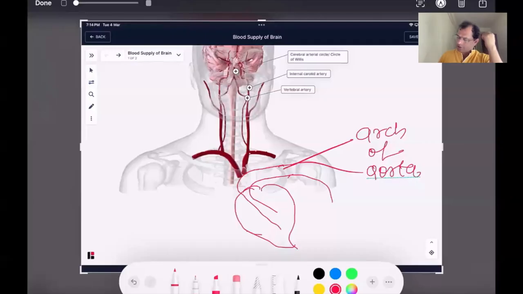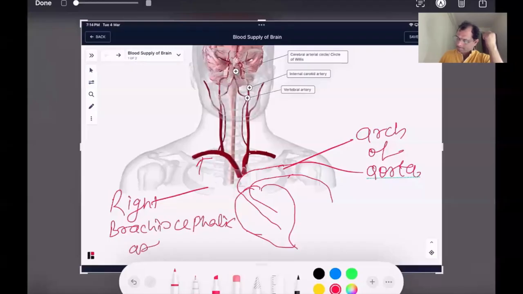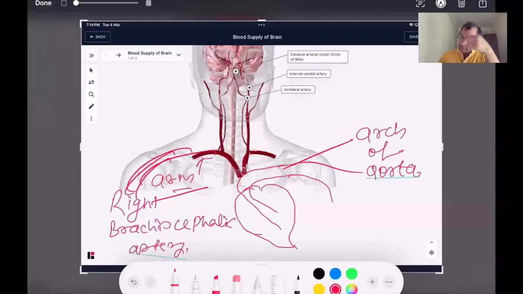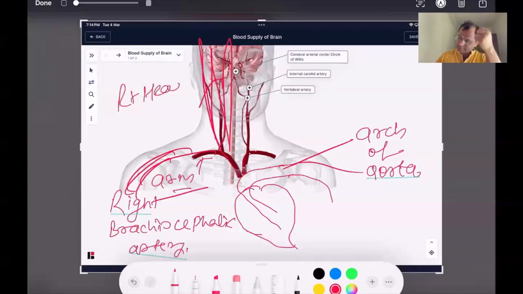So the three arteries coming: one is called the right brachiocephalic artery. It supplies the right arm and the right side of the brain, the right side of the head. So this is only on the right side, the right brachiocephalic artery.